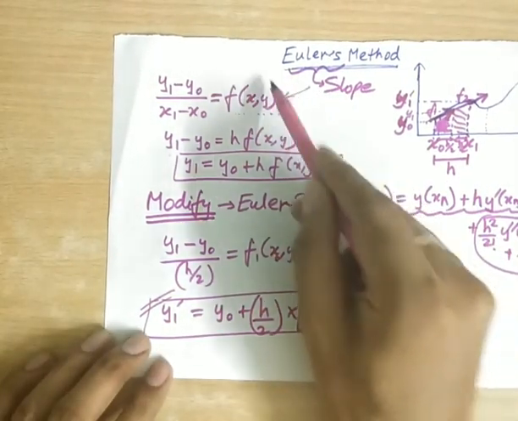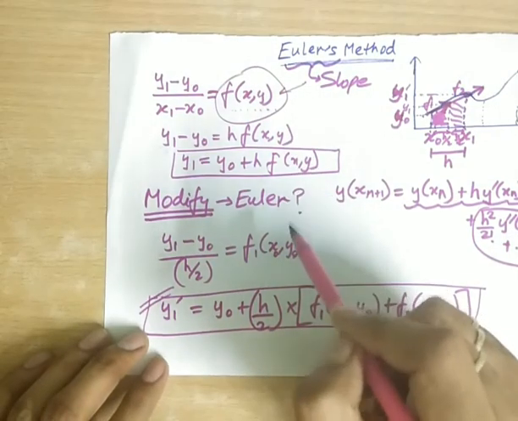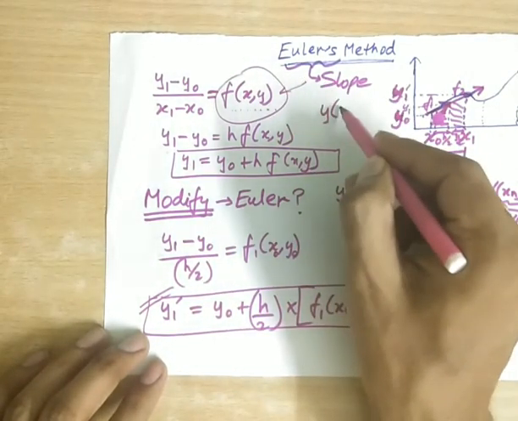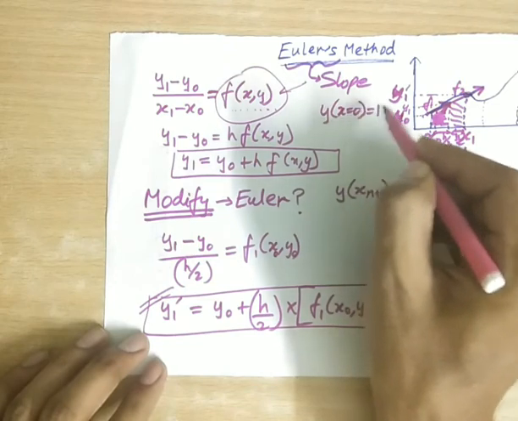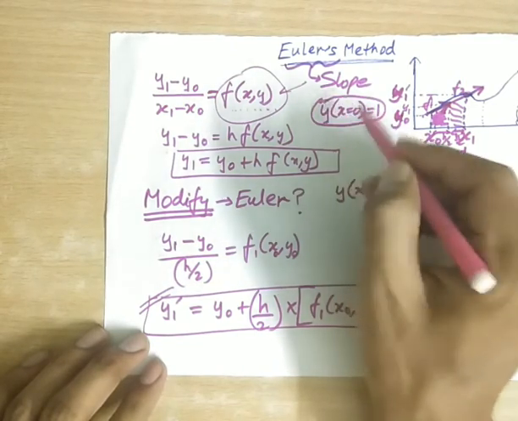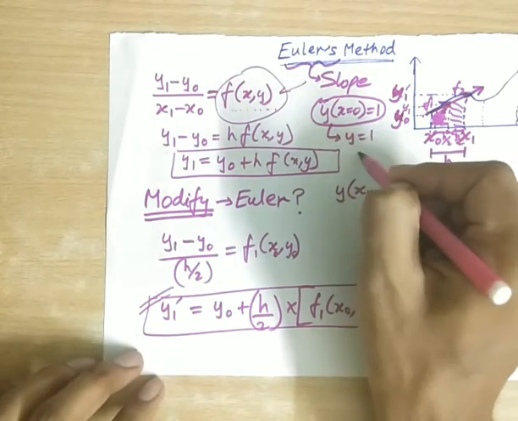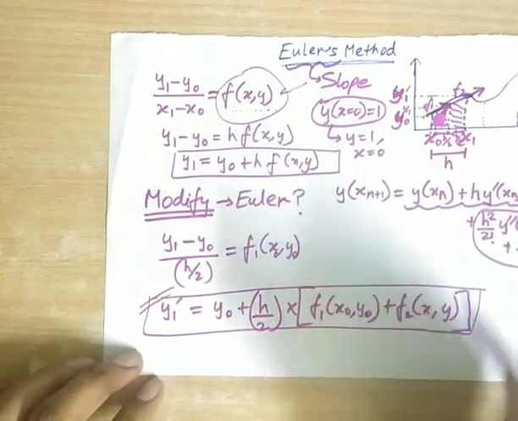Our slope is really important, and it will be given in questions. We also know the initial values, say y at x equal to 0 is 1. These kinds of initial values are generally available to us, like y is 1 when x is 0.